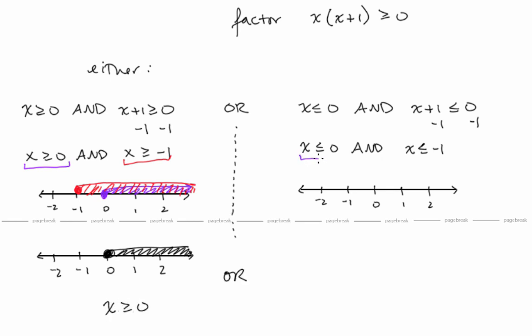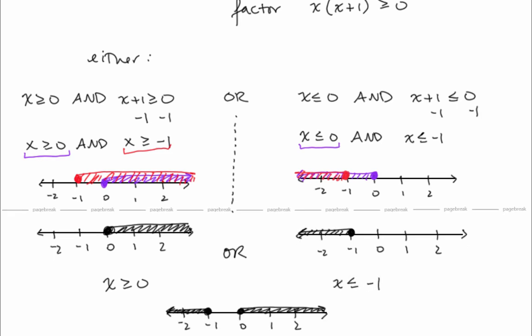Here we have x less or equal to 0 and x less or equal to -1. And again, we're looking for the intersection of these sets. It's x less or equal to -1. So our final solution for the domain here is x in reals such that x is greater than or equal to 0 or x is less or equal to -1.